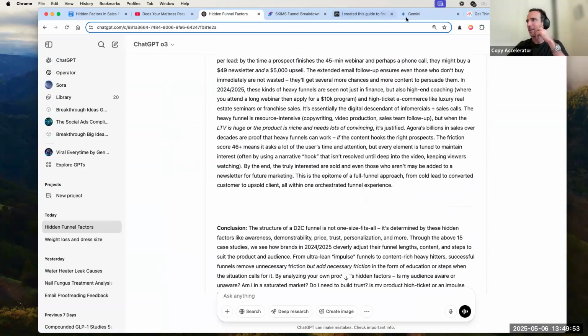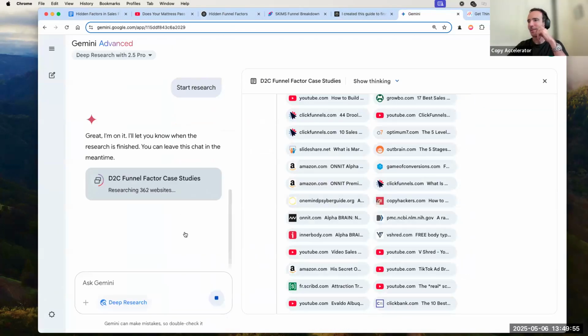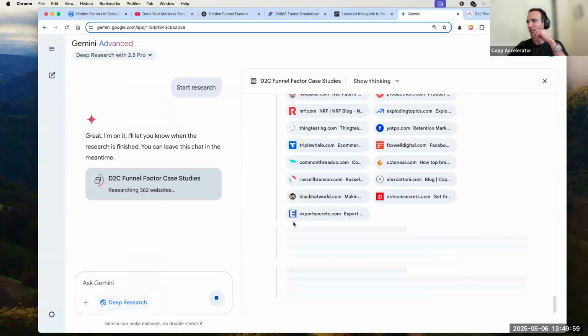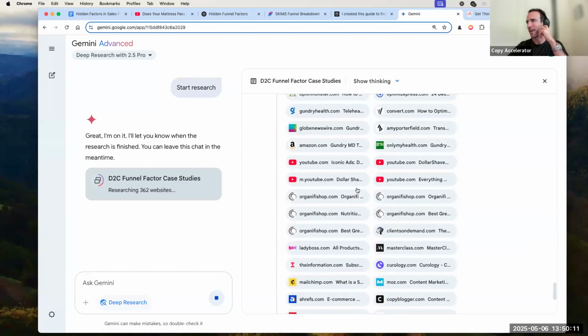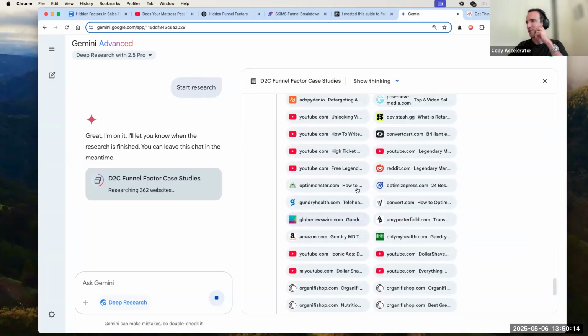Let's find out. And let's see if Gemini is still blacked out. I don't know if it got stuck at 362 and I need to refresh it or if it's still going. Let's see. I'm afraid to stop it and then have to redo it. But if it stays stuck here for a while, sometimes if you refresh it, you'll find that it's better, because I'm really curious. It's got Organifi, Gundry.